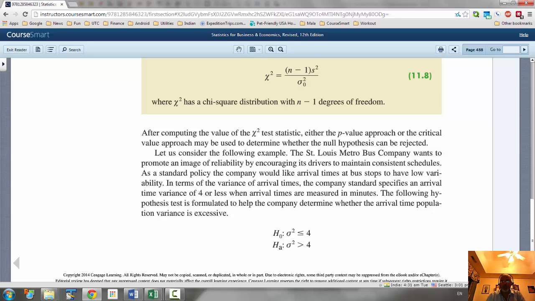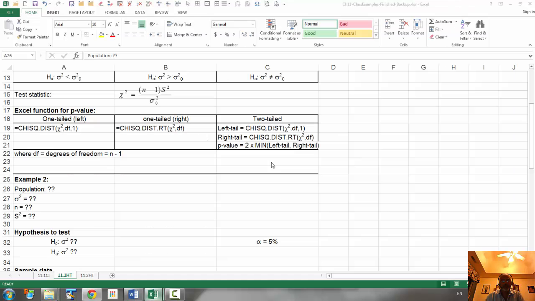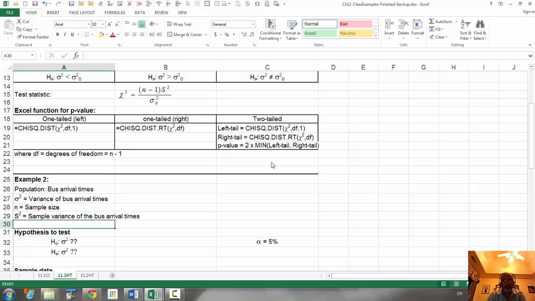So this is what we want to test, and we have sample information given here. We take a sample of 24 bus arrivals, and the sample variance turned out to be 4.9, and then we want to do the test based on that. So now let's define the parameters and set up the hypothesis and do the test. Here our population is arrival times, sigma squared is variance of arrival times, then we have the sample size and the sample standard deviation. Okay, so we have defined the parameters.